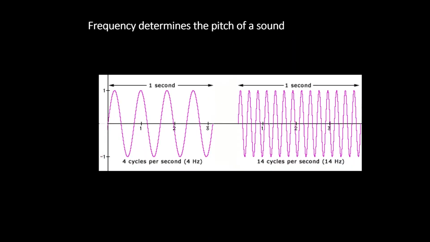Sound is a wave, and all waves have two important properties: frequency and amplitude. Frequency refers to how quickly the wave completes one full cycle. For example, this 4 Hz wave completes 4 cycles per second. The greater the frequency of sound, the higher its pitch.